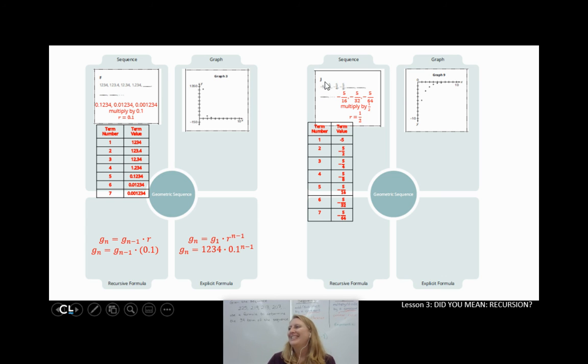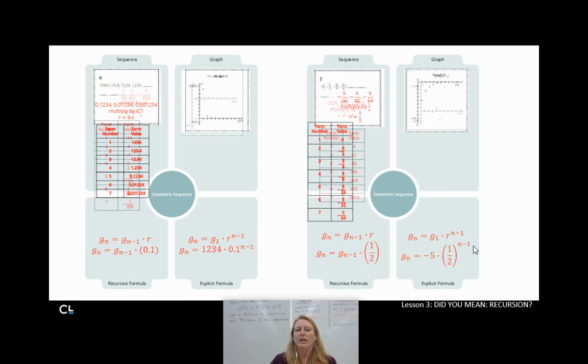Sequence J. My ratio on sequence J was 1/2. So my recursive formula, just to find the next term, is g sub n equals g sub n minus 1 times 1/2. But the explicit formula was the magic one. So for my explicit formula, my first term was negative 5. So I have g sub n equals negative 5, my first term, times my ratio 1/2. And because it's a fraction, I went ahead and put it in parentheses to make sure the whole fraction got in there, raised to the n minus 1 power.